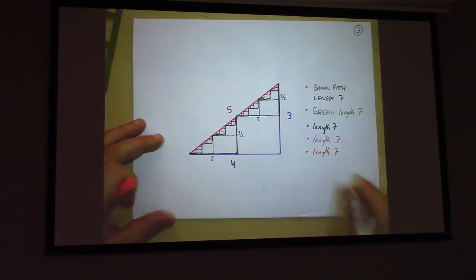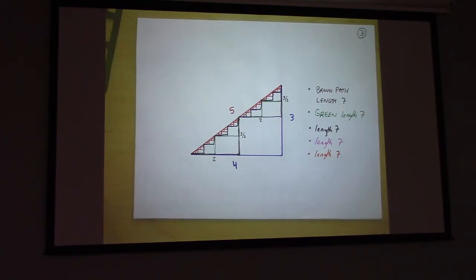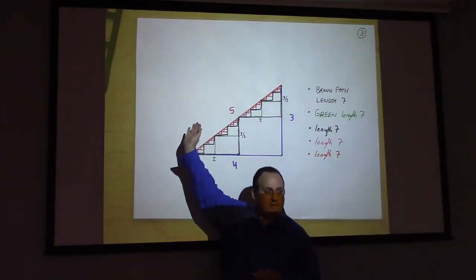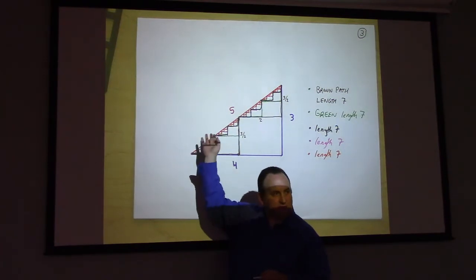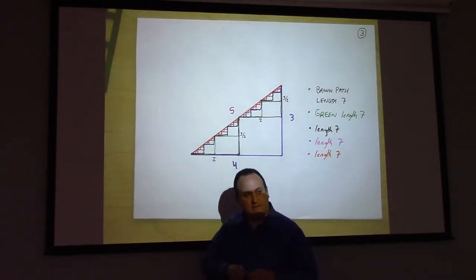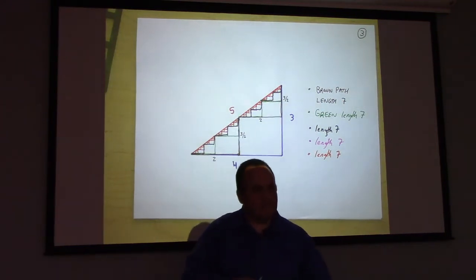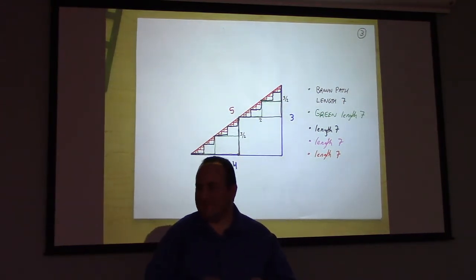7. So doesn't it stand to reason then that the length of the hypotenuse should be 7? Because if you take the limit as these stair steps get really, really tiny, don't they exactly match up with the hypotenuse? So shouldn't the length be 7, not 5? What do you think about that?